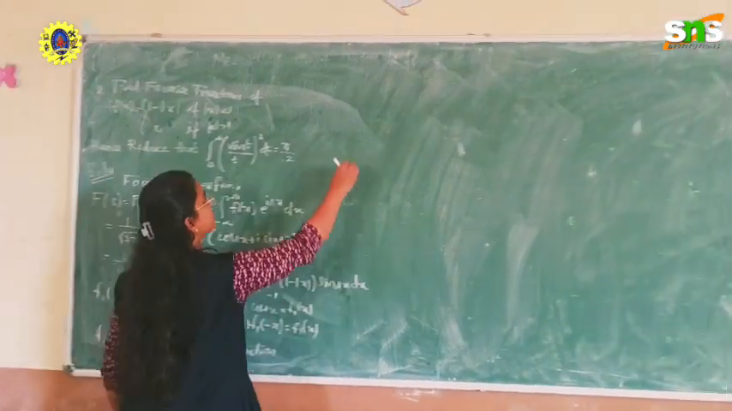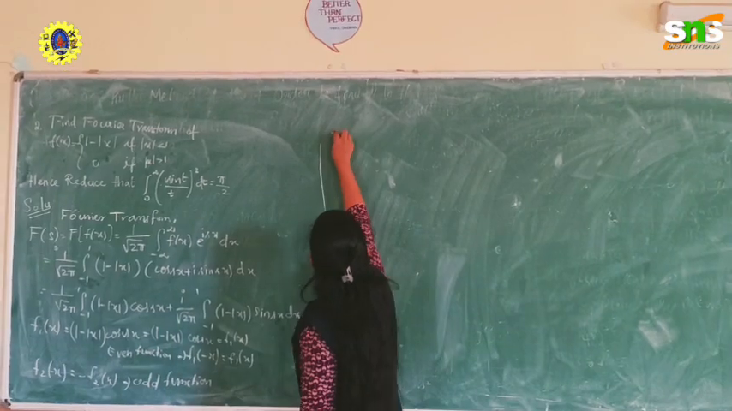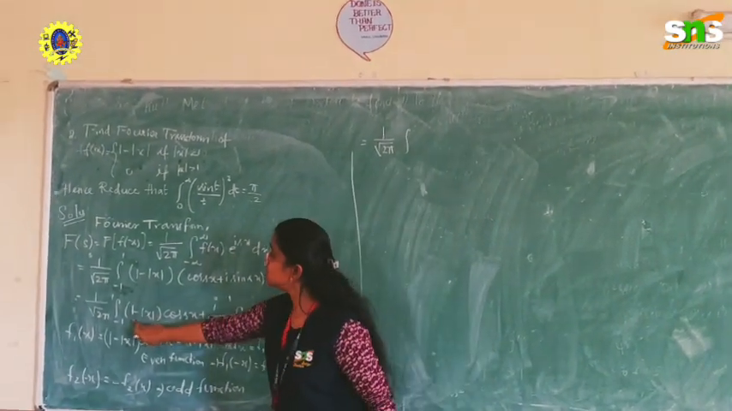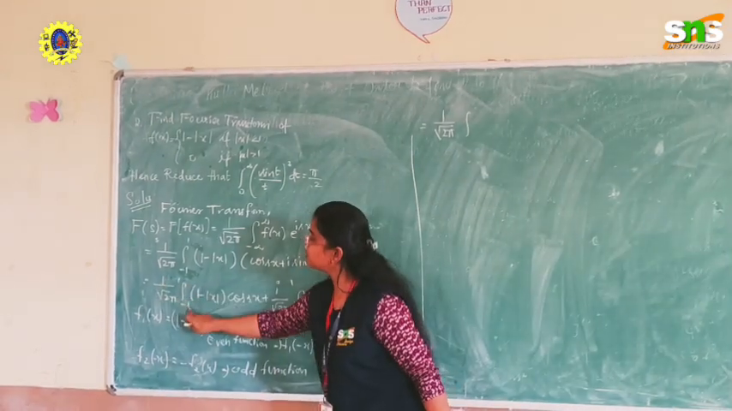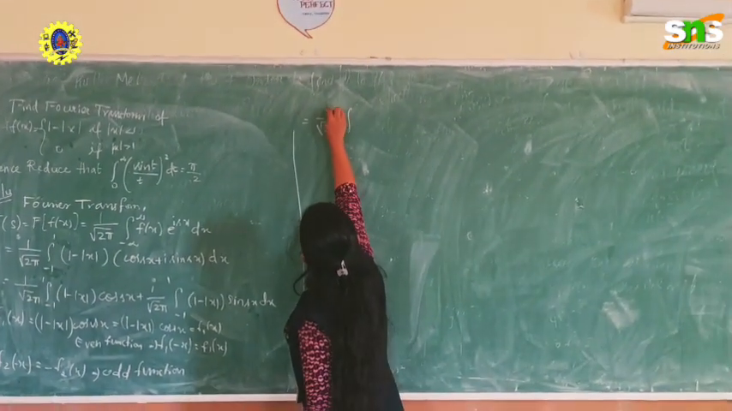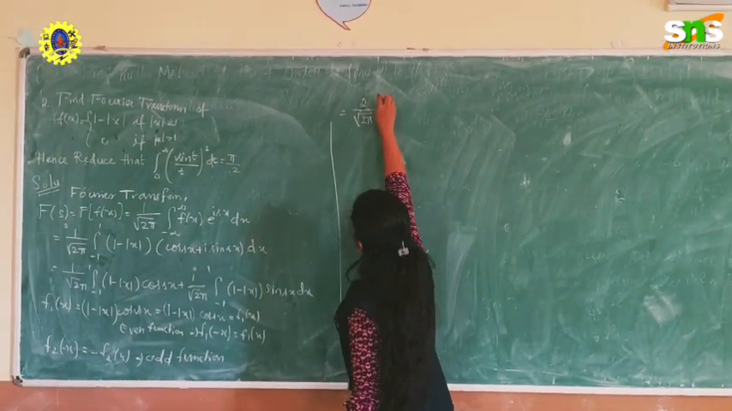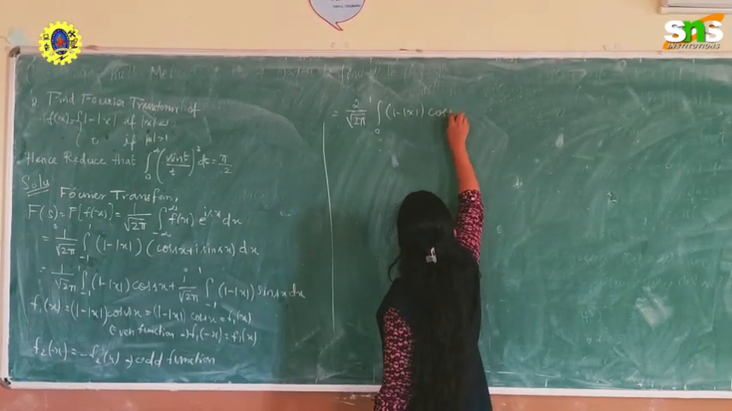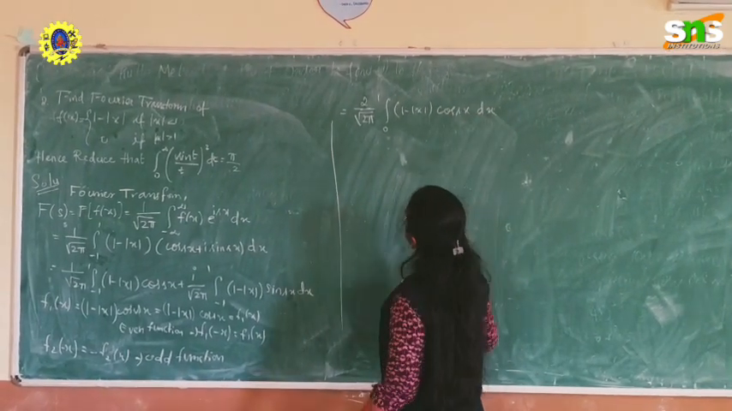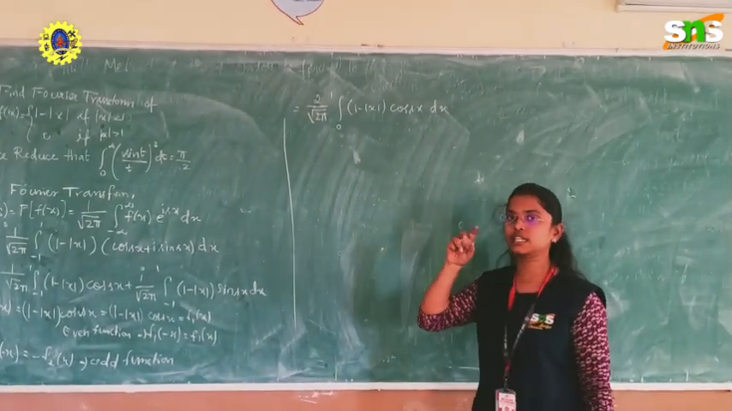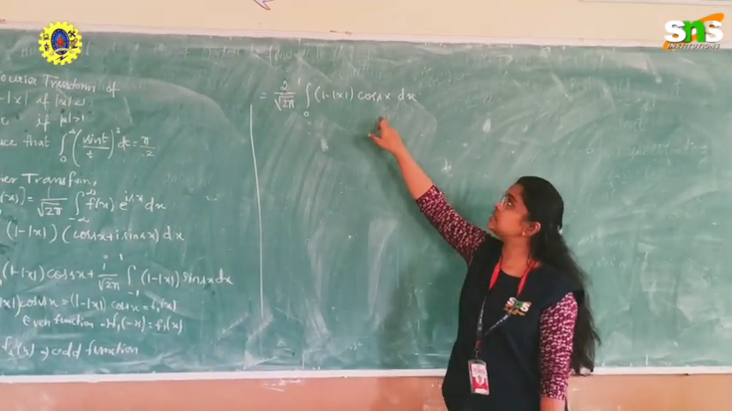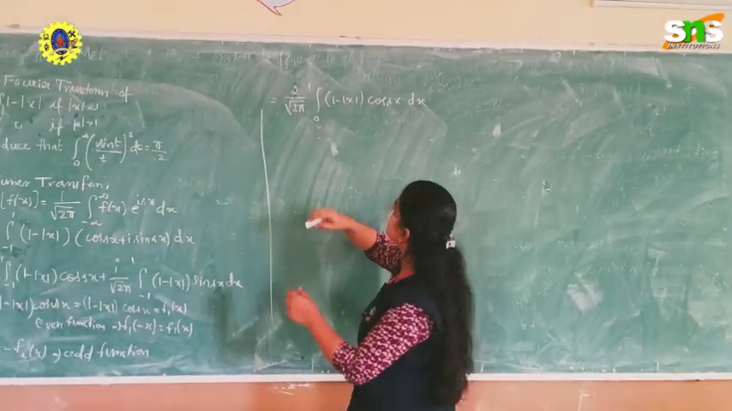The even function part will be equal to 1 divided by root 2 pi, and the integral from -1 to 1 becomes 2 times the integral 0 to 1. I'm taking here 2 times the integral 0 to 1 of (1 minus modulus of x) cos s x into dx. Now it is in the form of integral u dv. I'm taking the first term as u and the second term as dv.